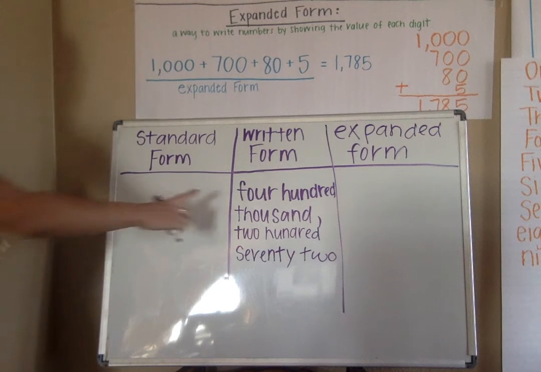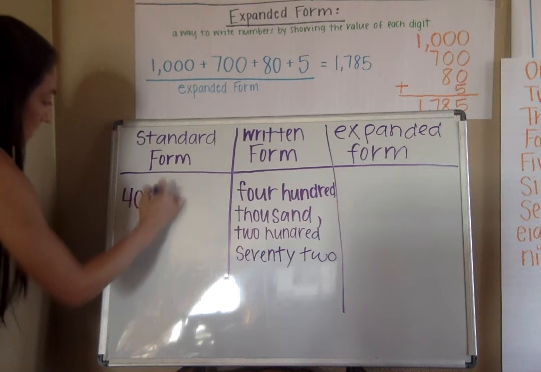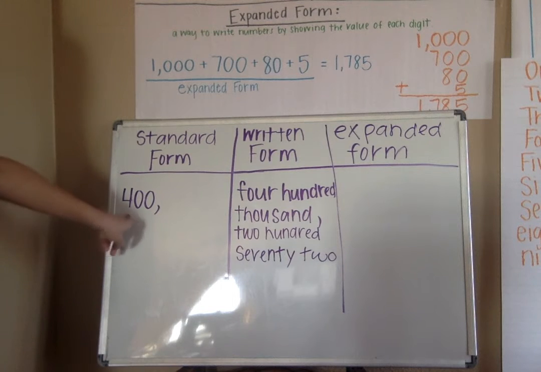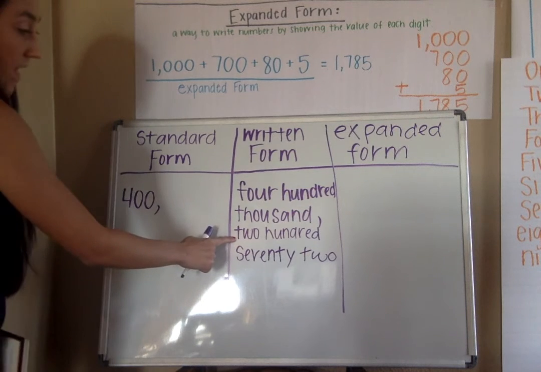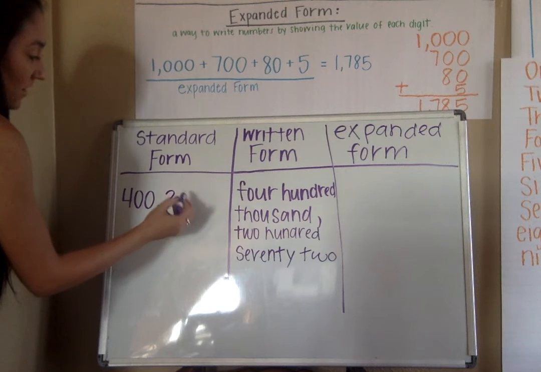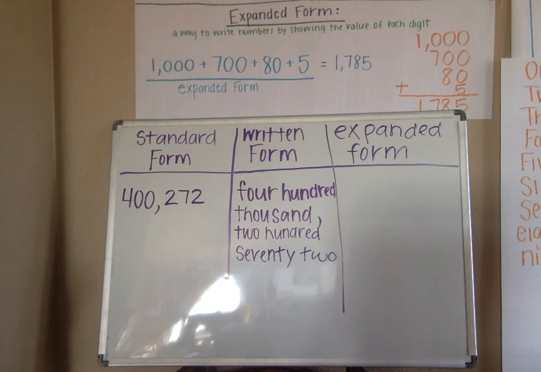So we're going to start, it says 400,000. So I know that 400,000 looks like this, and it didn't say anything was in the 10,000 or in the regular thousands place, so I'm just going to write it as 400,000. Then it says 272. So again, as you hear it, you write that down. 272. So now you have your number in standard form, but the question is asking you to put it in expanded form.